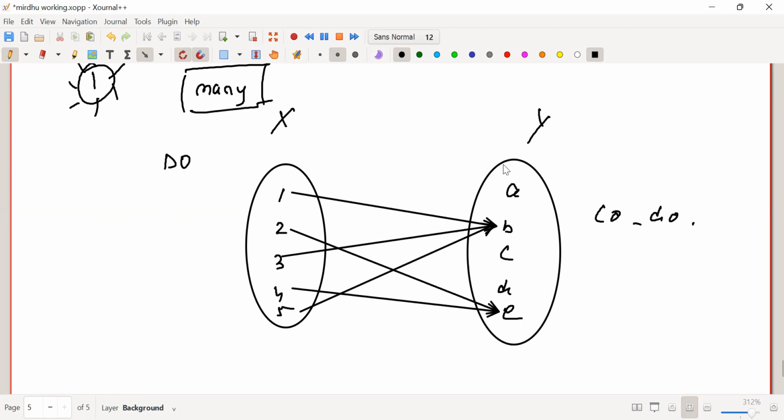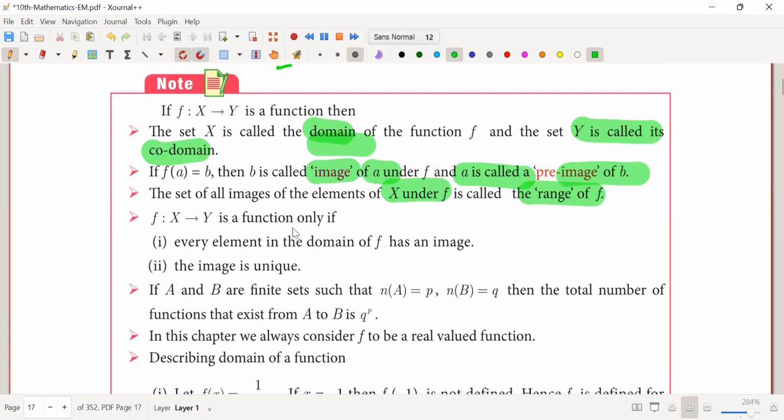What are all the elements it is mapped to? B and E. This is the range. This is the codomain. The range is whatever elements are mapped in Y, so B and E is the range. That is what we found here.